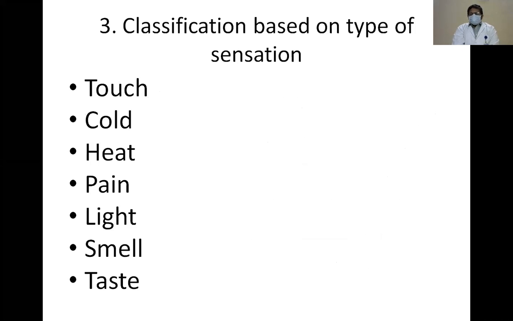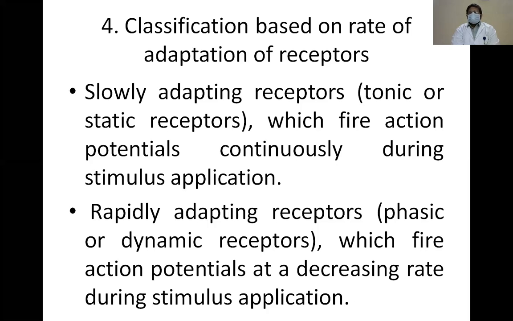Then the classification based on the type of sensation: touch, cold, heat, pain, light, smell, taste. Both the general sensations and the special sensations. Then the classification based on the rate of adaptation of the receptors. Some are slowly adapting, some are rapidly adapting.